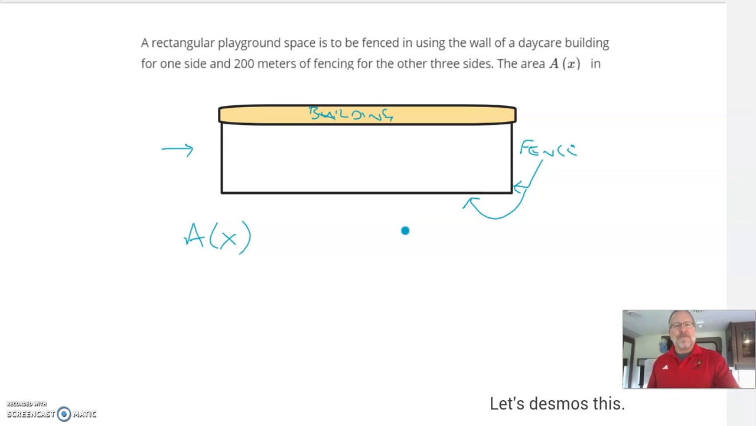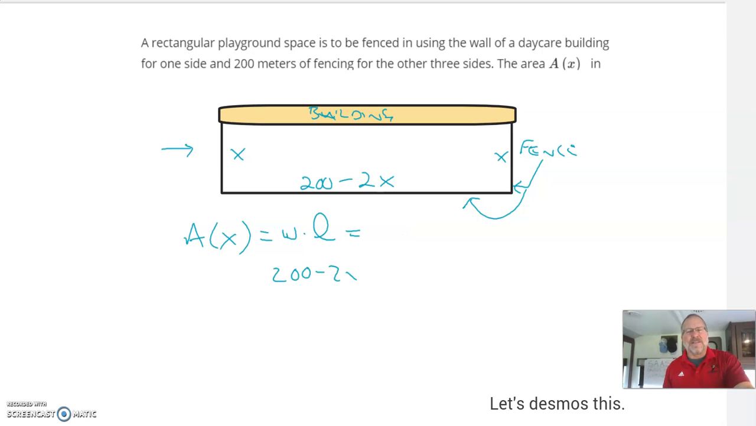And let's build the biggest playground. So let's say I cut away x and x. Or cut away, I'm used to the other problem. Let's say I lay out x length of fencing here. And then what's left over after we take, if we have 200 feet total? Well, I have to take away those two x's on each side. So what is the area then? Area is width times length. So in this case, this would be 200 minus 2x times x.